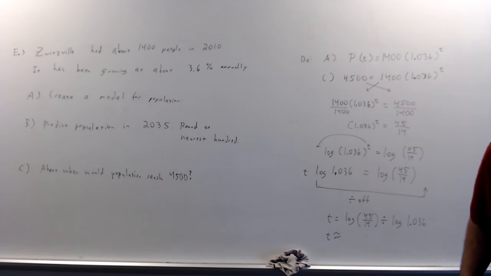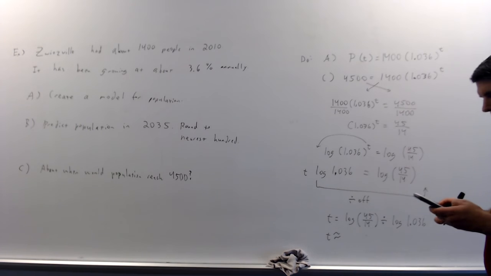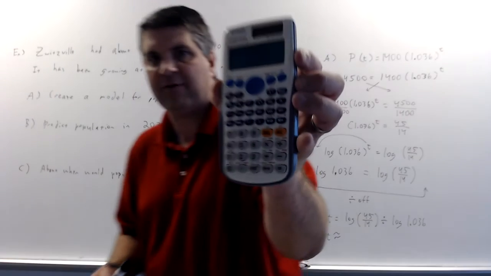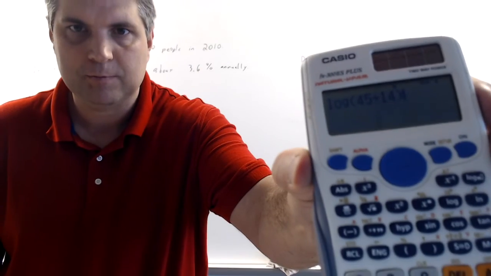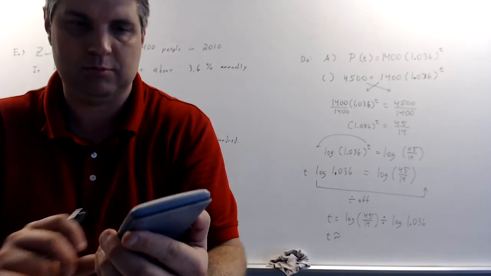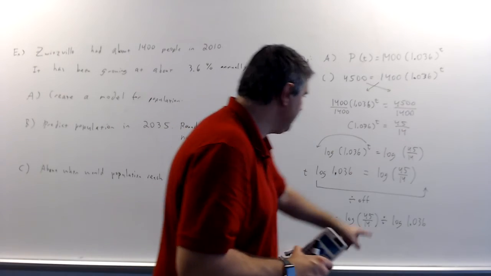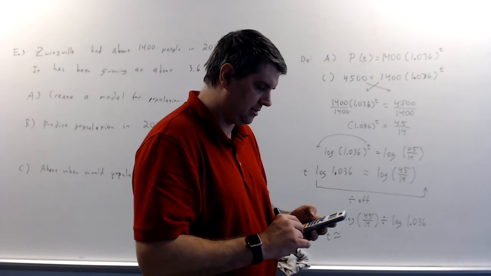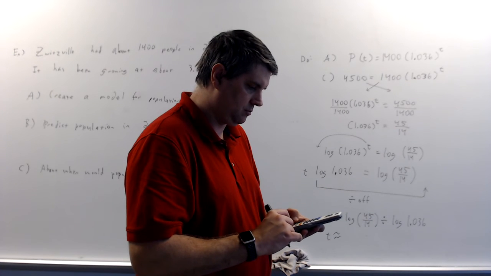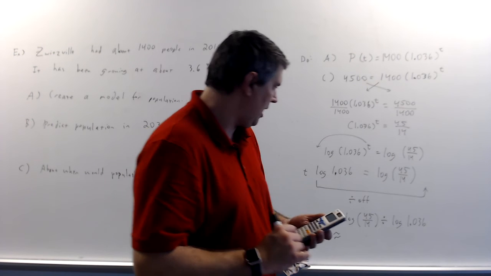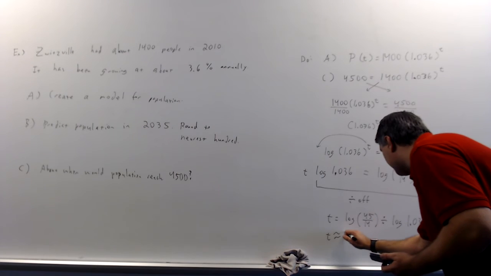I'll round. So I have my common log, parenthesis, 45 divided by 14, balancing the parenthesis like I have on my calculator. Hit enter or equal. With that number still on my calculator, I will then divide by log of 1.036. I get approximately 33 years.